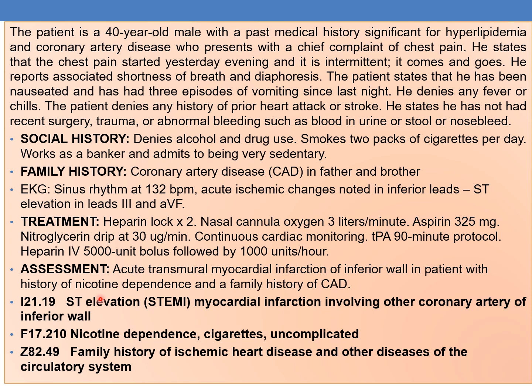So, the first code is I21.19. It deals with ST elevation myocardial infarction involving other coronary artery of inferior wall. Additionally, the patient has nicotine dependence, that is given by F17.210, nicotine dependence, cigarettes, uncomplicated. And also family history of heart disease, that is given by Z82.49, family history of ischemic heart disease and other diseases of the circulatory system.